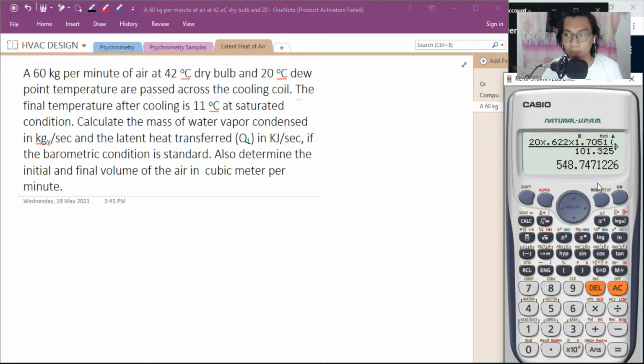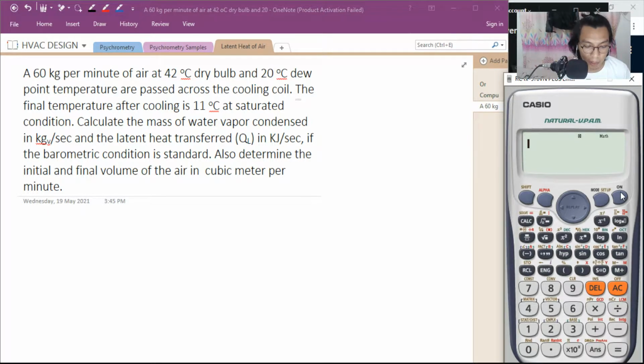Okay, so let us continue with the calculation ng ating latent heat. So I have here a problem kung saan kukunin mo yung latent heat niya coming from the initial and final states. Ito yung second problem. Okay, the problem goes like this.